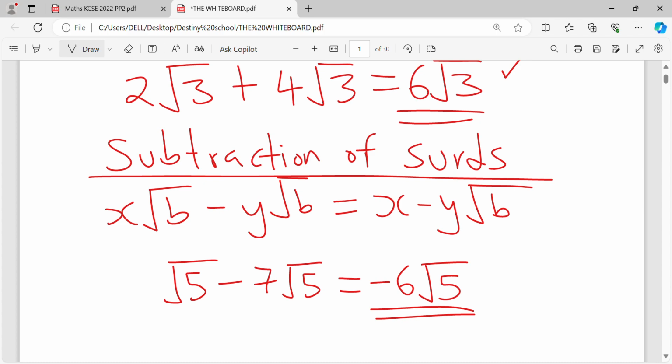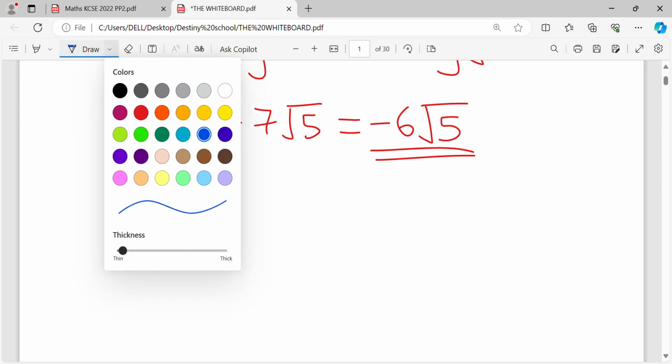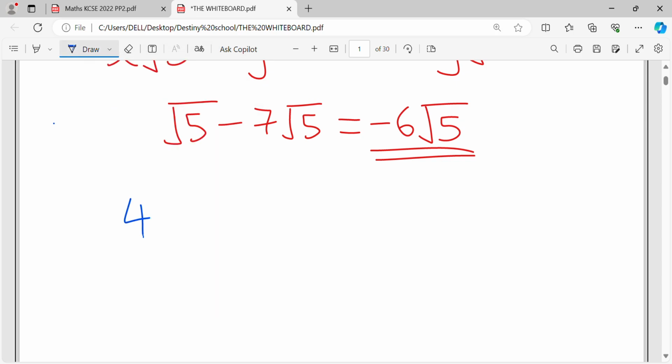No, it is what is inside the root which comes first. So you can only add or subtract if and only if what is inside the root is the same with the other one. If what is inside the root is not the same as the other one, then that is the best it can be. You cannot add, neither can you subtract. So you can only subtract or add if and only if what is inside the root is the same with what is inside the other root.